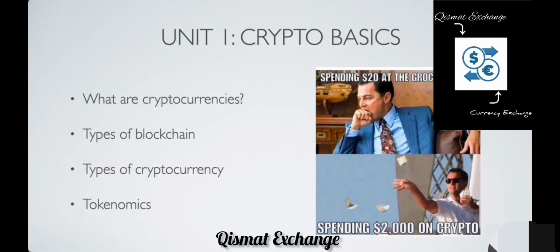First unit is crypto basics. What are cryptocurrencies? What are blockchains? What are the different types of blockchain? What are the different types of crypto? And how can we use tokenomics to actually go and research cryptocurrencies?